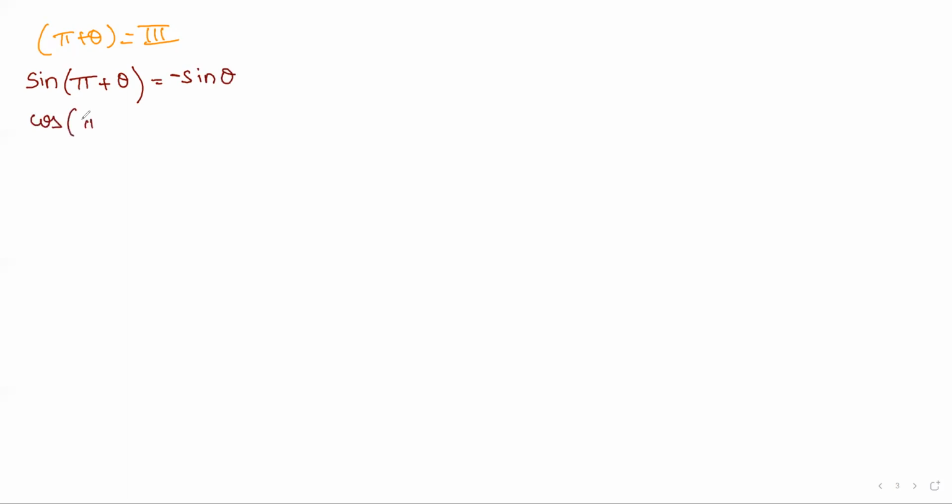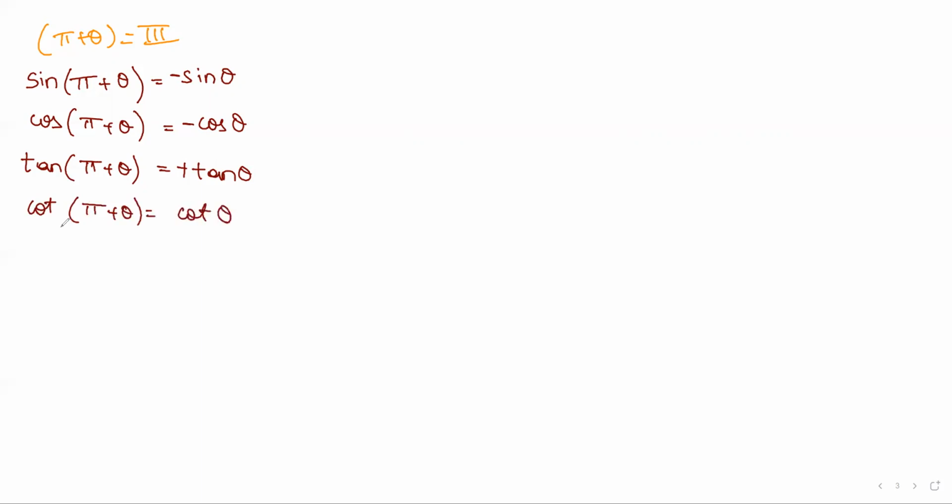Cos of pi plus theta, again negative, minus cos theta. Tan of pi plus theta. Tan is positive in the third quadrant, so plus, and tan remains as it is. Cot of pi plus theta is equal to plus cot theta. Sec of pi plus theta is equal to minus sec theta. Cosec of pi plus theta is equal to minus cosec theta.